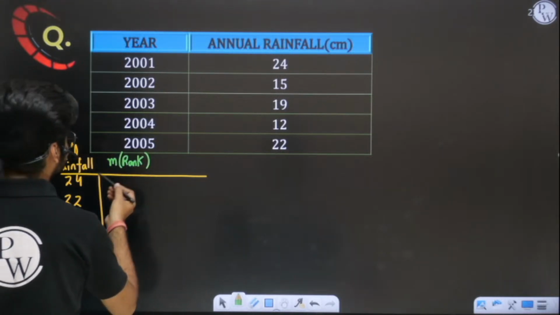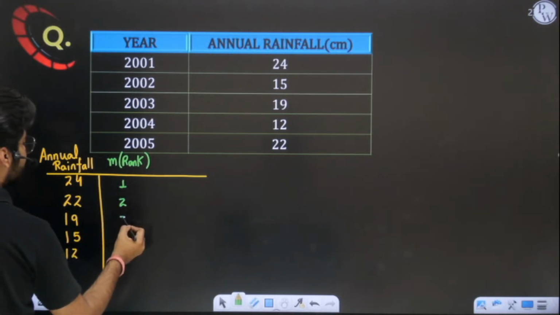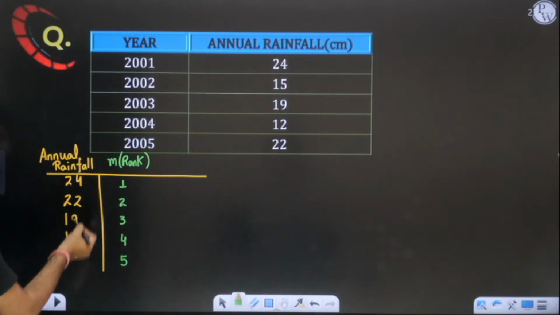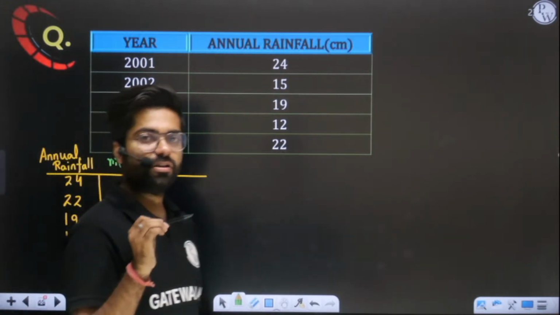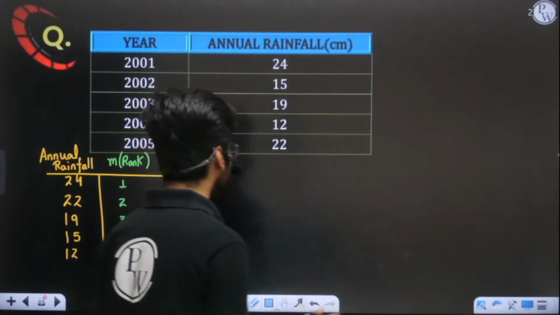Obviously, sir, you have arranged it. Now, obviously, this will have rank 1, this will have rank 2, this will have rank 3, this will have rank 4, and this will have rank 5. So these are the annual rainfalls arranged in descending order, and I have allotted them ranks. Can you do this? Yes, perfect. This is simple. You can easily do it.